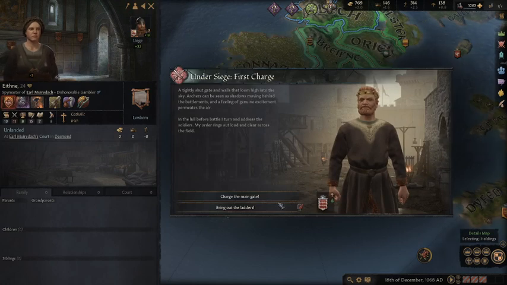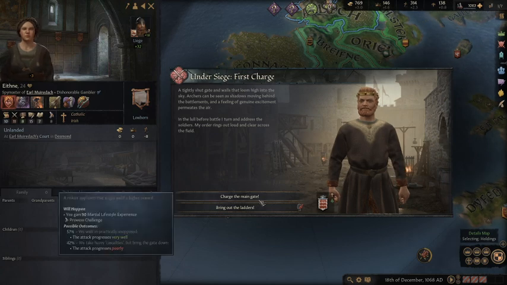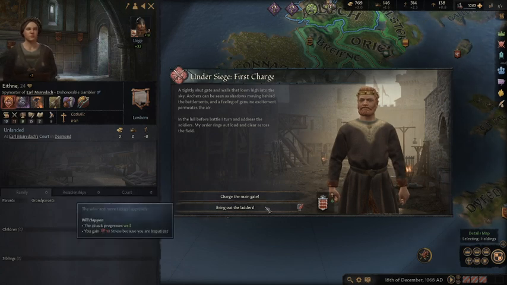Under siege, first charge. A tightly shut gate, high walls that loom high into the sky. Archers can be seen in the shadows moving behind the battlements, and a feeling of genuine excitement permeates the air. In the lull before the battle, I turn and address the soldiers. My order rings out loud and clear across the battlefield. Charge to the main gate or bring out the ladders.